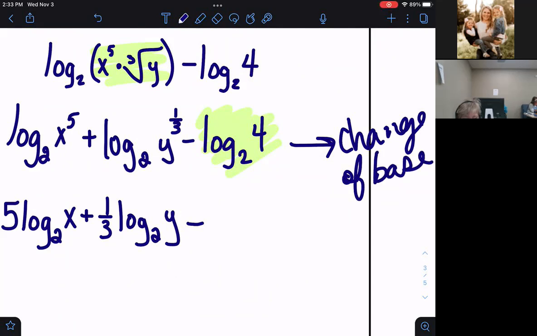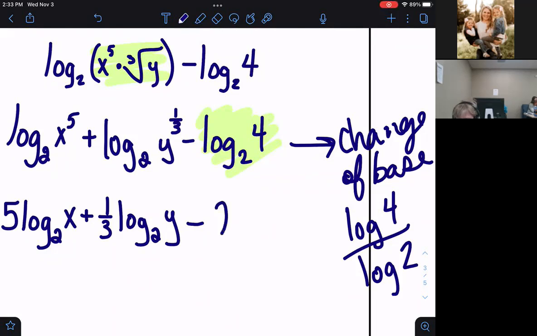The change of base formula that we learned yesterday says, take the log of the numerator divided by the log of the denominator. So in your calculators, you're going to take log 4 divided by log 2, and it's going to work out really nicely for you. It's just going to give you 2.